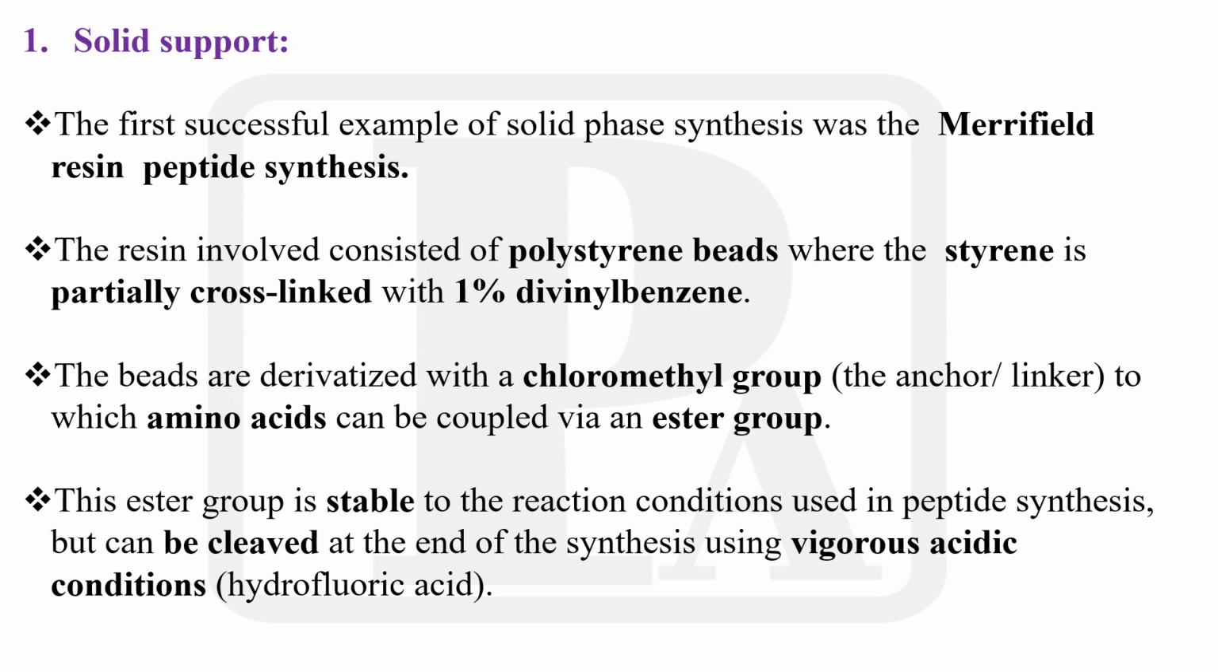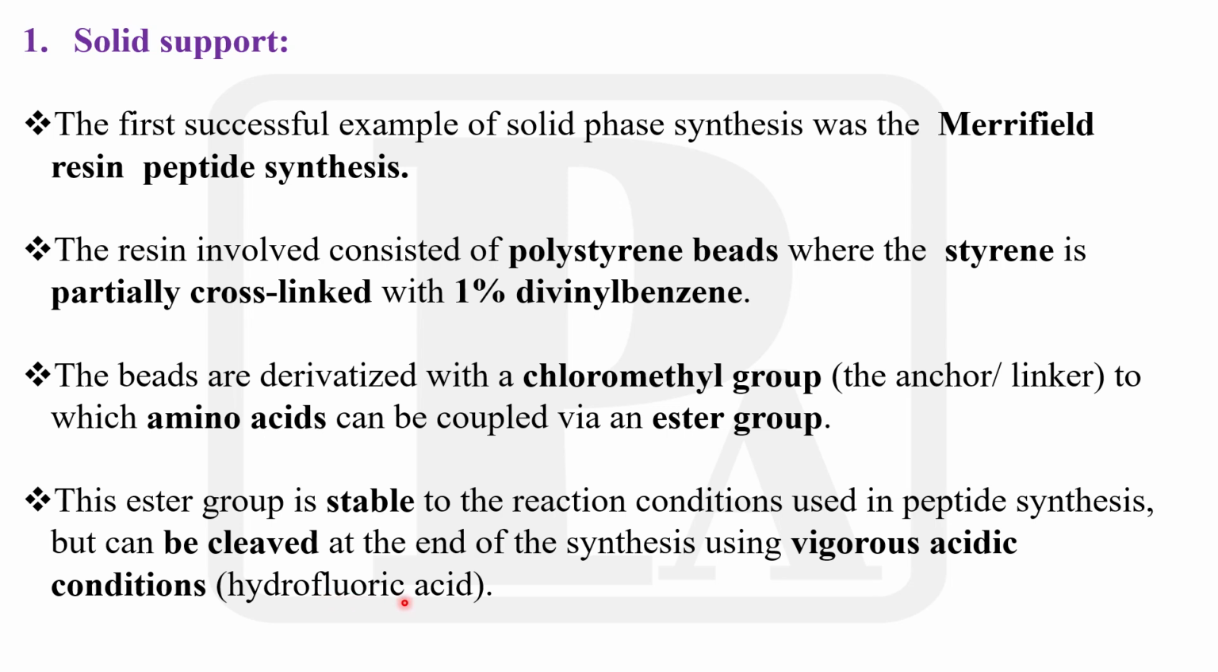So we'll see the solid support. The first successful example of solid phase synthesis is Merrifield resin peptide synthesis. Here, what is the resin used? It has a polystyrene bead, where the styrene is partially cross-linked with 1% divinyl benzene. Then the beads are derivatized with the chloromethyl group, that is the anchor or linker, with the amino acid coupled through the ester group. So what is the anchor used? The chloromethyl group. And what is the resin used? The polystyrene bead. Here the ester is stable to the reaction condition, and it can be cleaved at the end of the synthesis using vigorous acidic condition. What is the acid used?